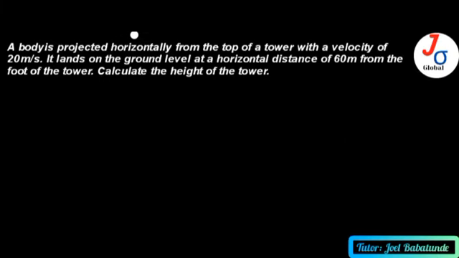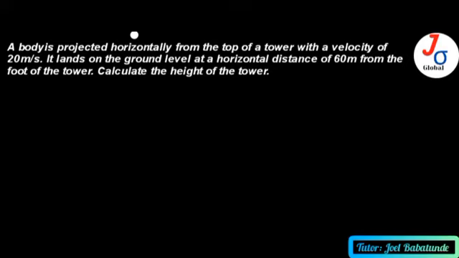All right, so look at this example. Now, a body is projected horizontally. So when a body is projected horizontally, case 2 should come to your mind. From the top of the tower with a velocity of 20 meters per second, it lands on the ground level at a horizontal distance of 60 meters from the foot of the tower. Calculate the height of the tower.